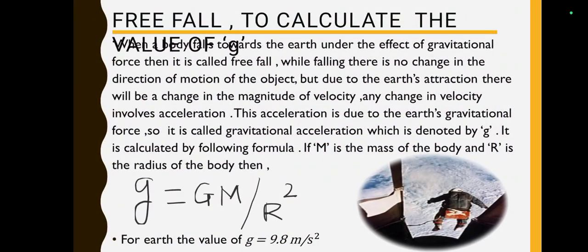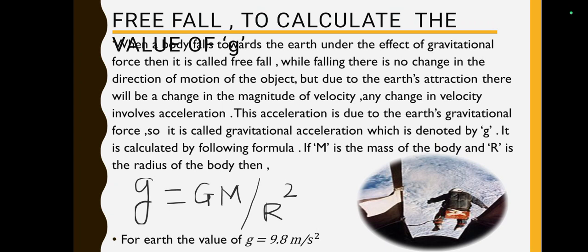Next one, free fall. What is free fall? If any object falls from a height under the influence of the gravitational force, that is known as free fall. During free fall, the initial velocity of the object is always 0 and the gravitational acceleration, that is small g, is taken as positive because the object is falling towards the earth. So when a body falls towards the earth under the effect of the gravitational force, it is called free fall.